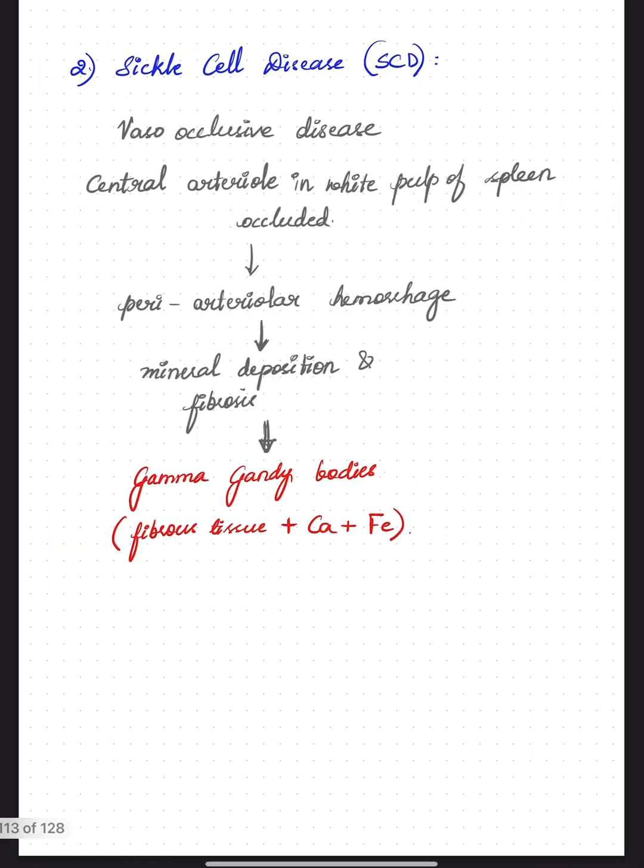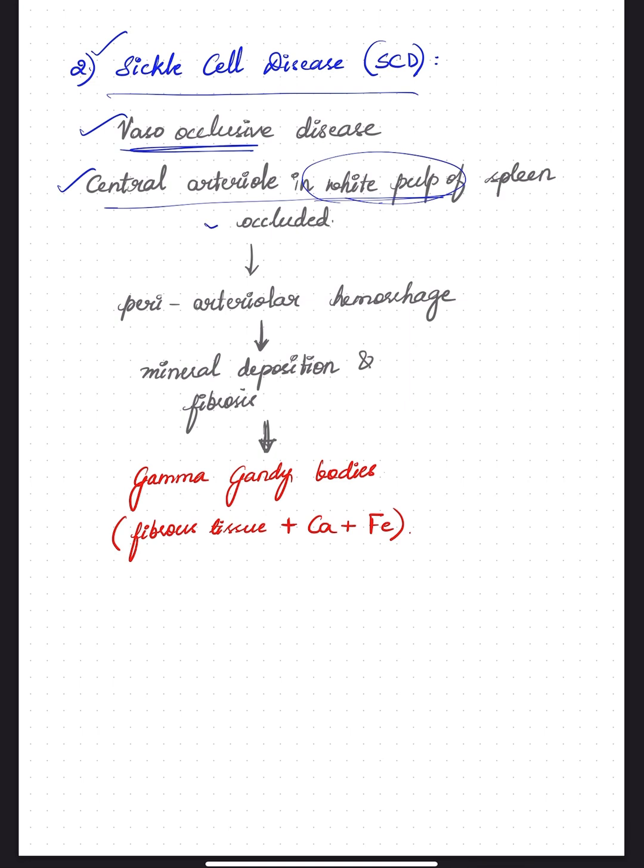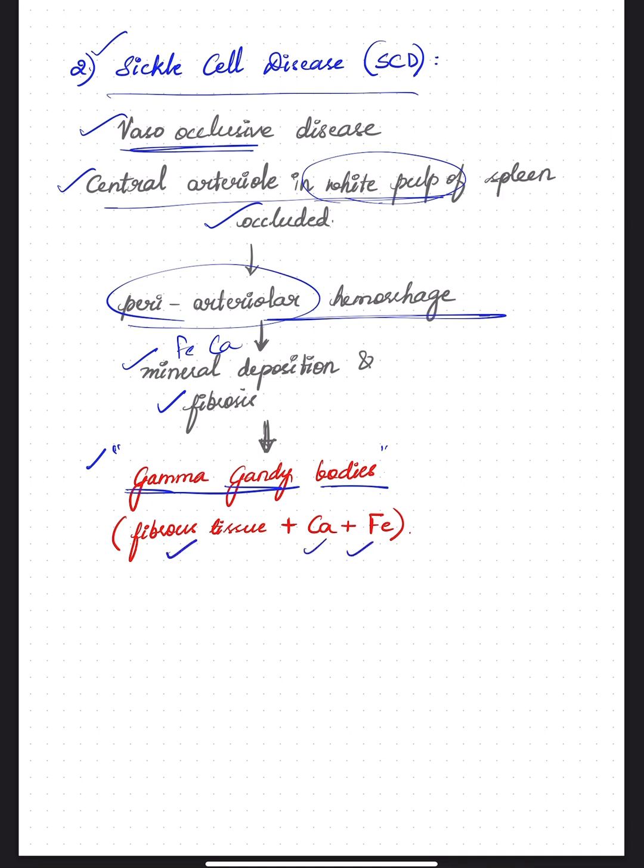The second reason is sickle cell disease. It is also seen in sickle cell disease because it is a vaso-occlusive disease. The central arteriole in the white pulp of the spleen gets occluded. Because of this occlusion, there is periarteriolar hemorrhage around that vessel, which is followed by mineral deposition, like iron and calcium, and extensive fibrosis. This ultimately leads to the formation of the famous Gamna-Gandy bodies. Gamna-Gandy bodies are nothing but extensive fibrous tissue containing calcium and iron pigment deposition, which is seen in this congestive splenomegaly, this hyaline perisplenitis, or the famously called icing sugar spleen.